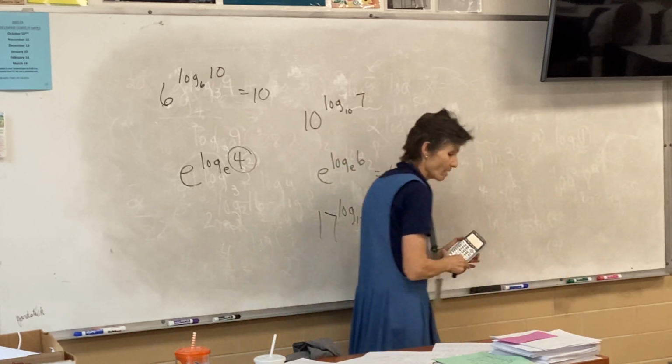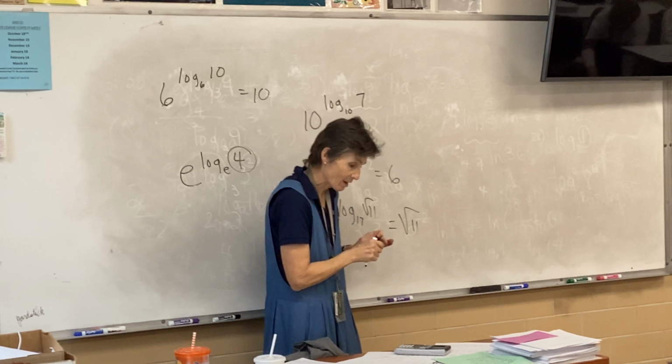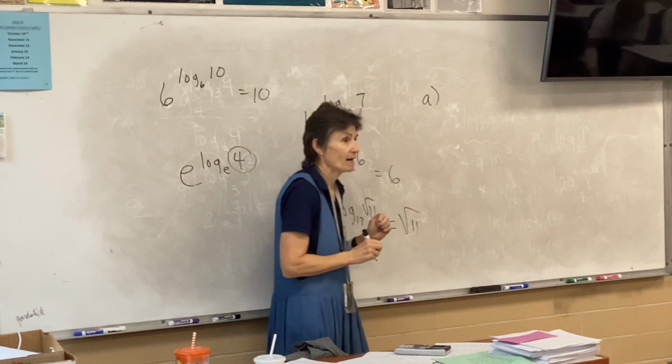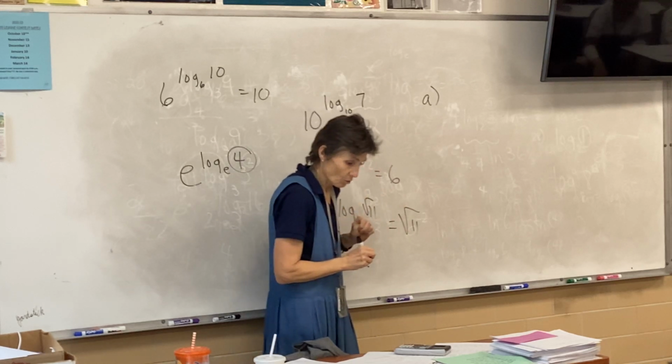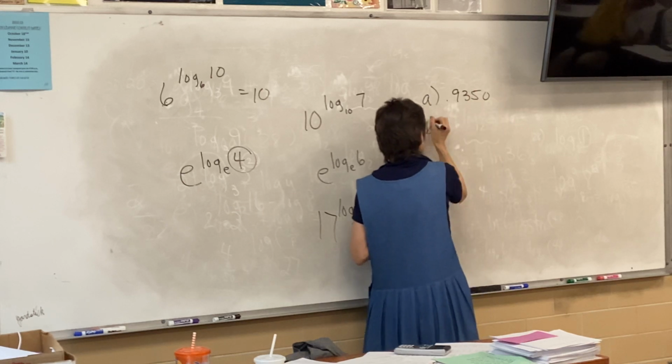Now remember, the direction said round off to the nearest 10,000. How many decimal places is 10,000? 4. So 0.9350. Yep.